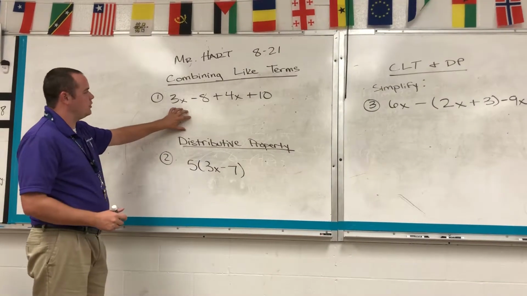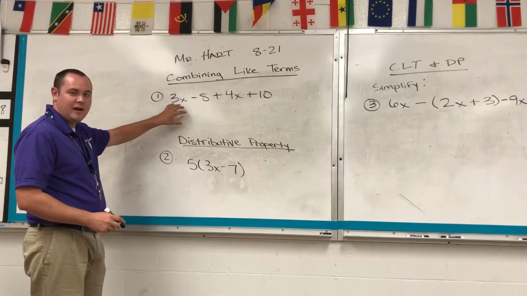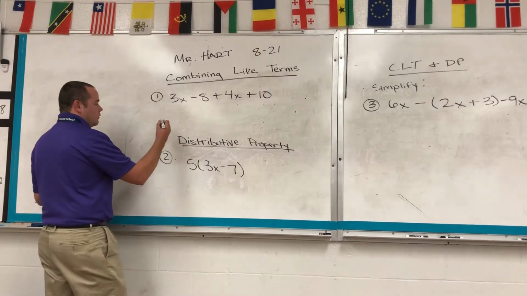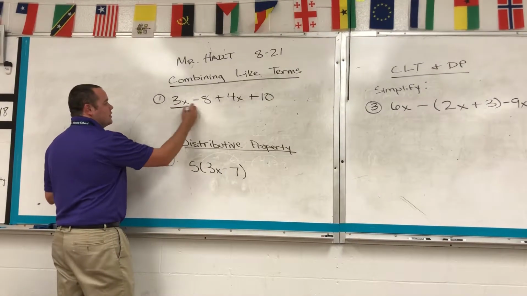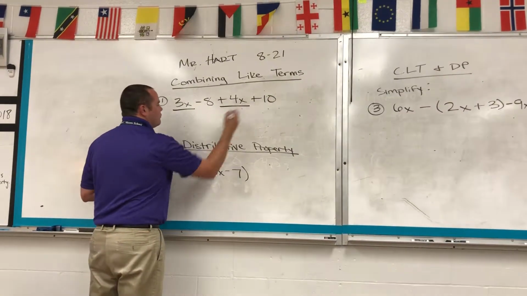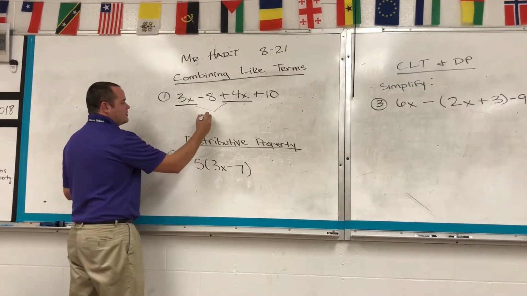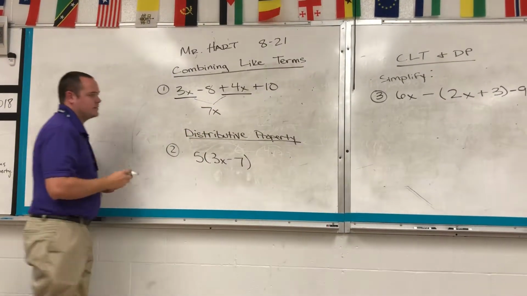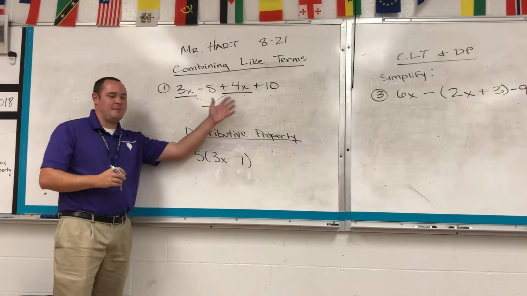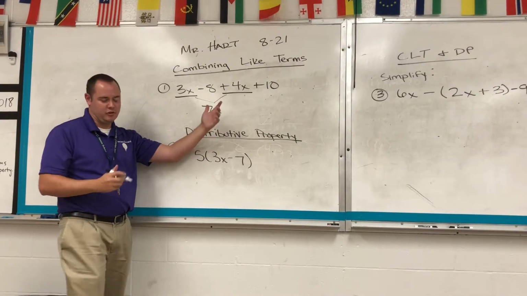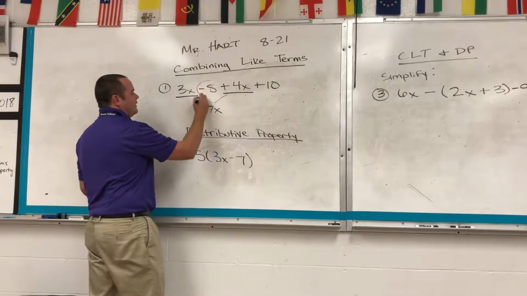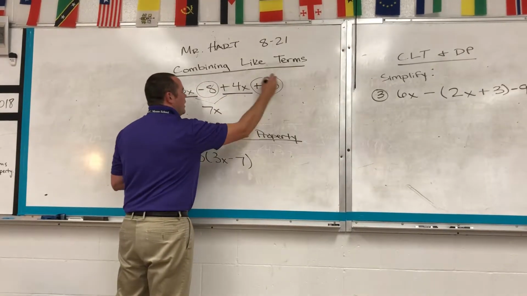So first we want to look and see which terms all have the variables with it. So here my variable is x. I've got a 3x and a 4x. When I put those two together, that gives me a total of 7x. And then I also want to look at my integers, or I might say my regular numbers. And here I have a -8 and a +10.